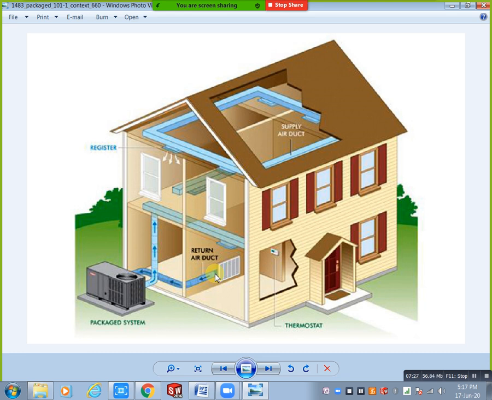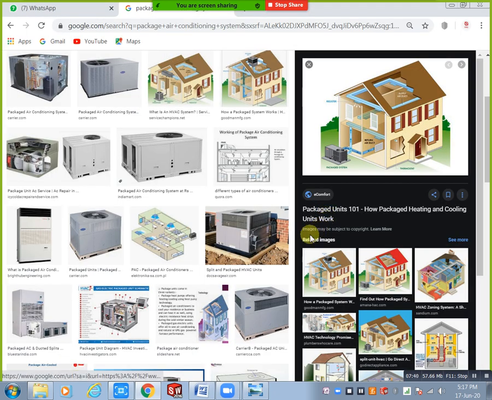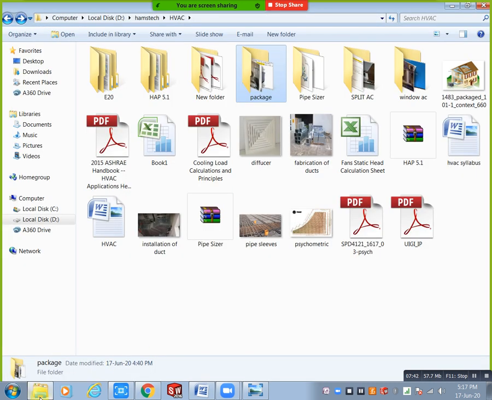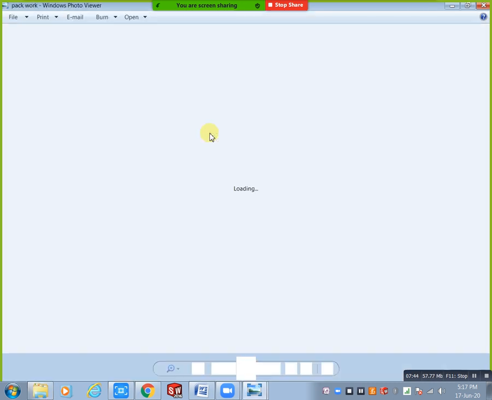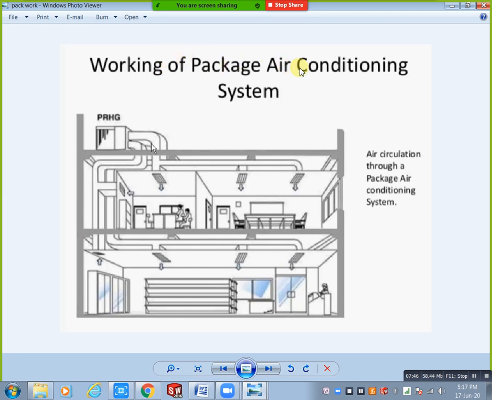Next, this is the second one. This type we consider as a package system. That's why I'm showing this image. Okay. Next, if you need roof mounted, I have one more image for this. For example, you can consider this one, the working of a package air conditioning system. This is roof mounted.